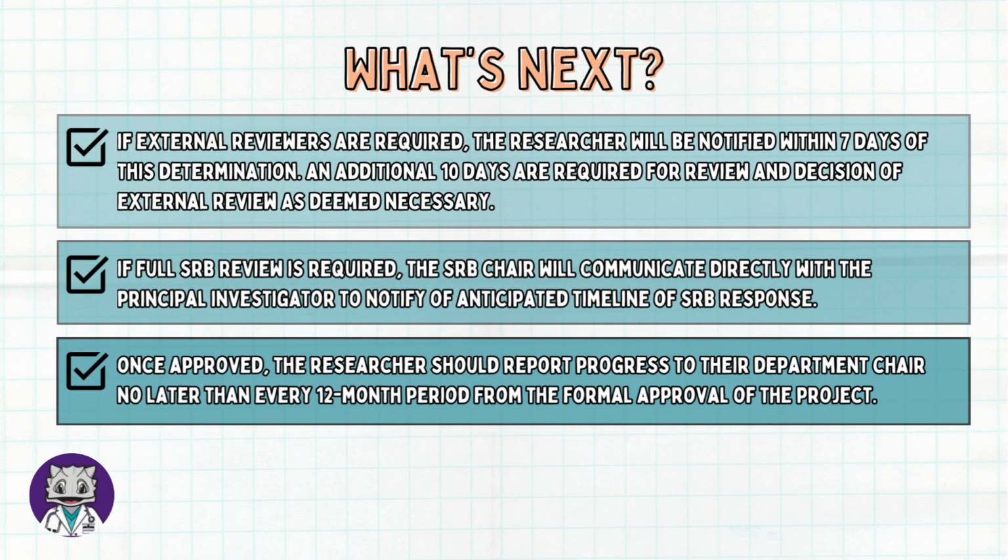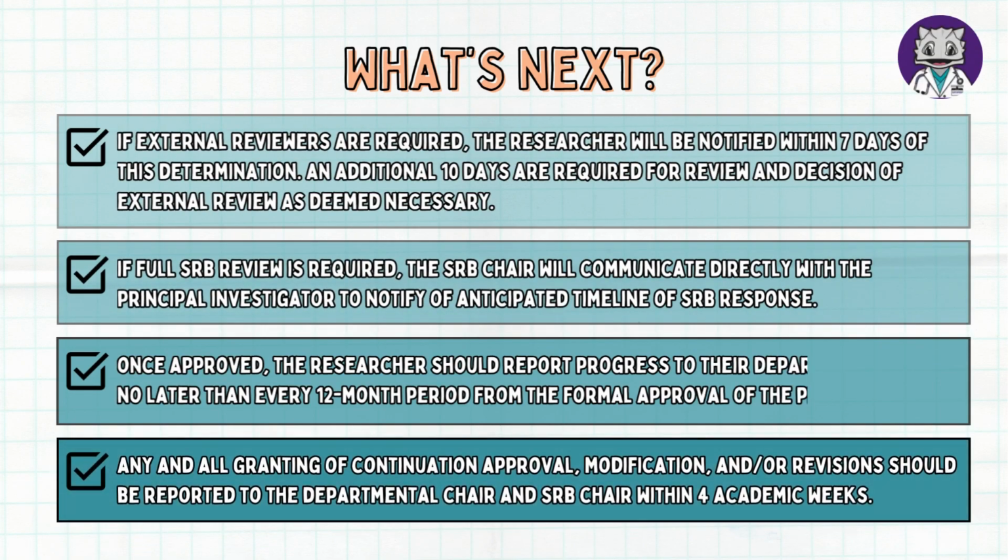Once approved, the researcher should report progress to their department chair no later than every 12-month period from the formal approval of the project. Any and all granting of continuation approval, modifications, and/or revisions should be reported to the departmental chair and SRB chair within 4 academic weeks of such action.